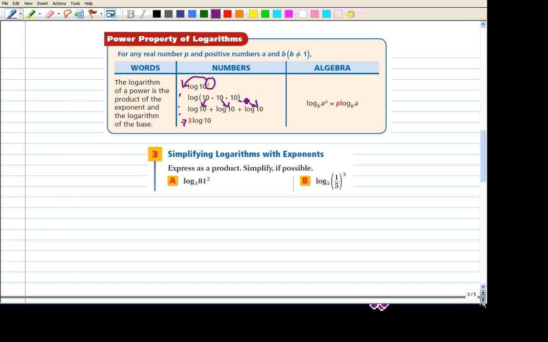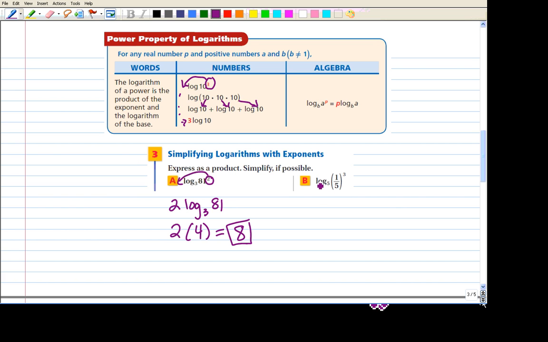So using this awesome property we just learned, let's look at these couple of examples. I've got log base 3 of 81 squared. So I'm going to take that 2 and move it to the front. So I'll have 2 times log base 3 of 81. 3 to what power gives me 81? Well, 3 to the fourth power equals 81, but don't forget about that 2 that was in the front, and so we'll multiply this now. So we have 2 times 4 is 8.